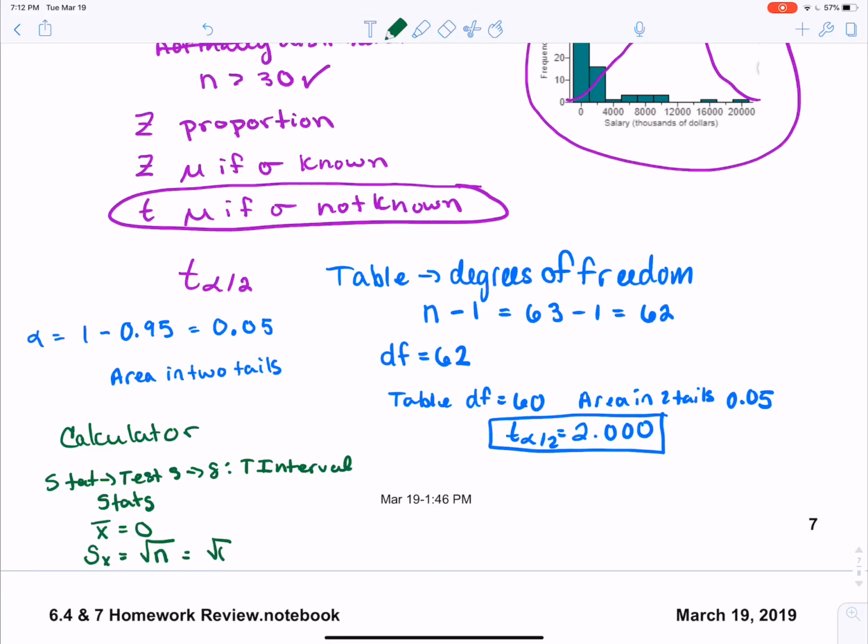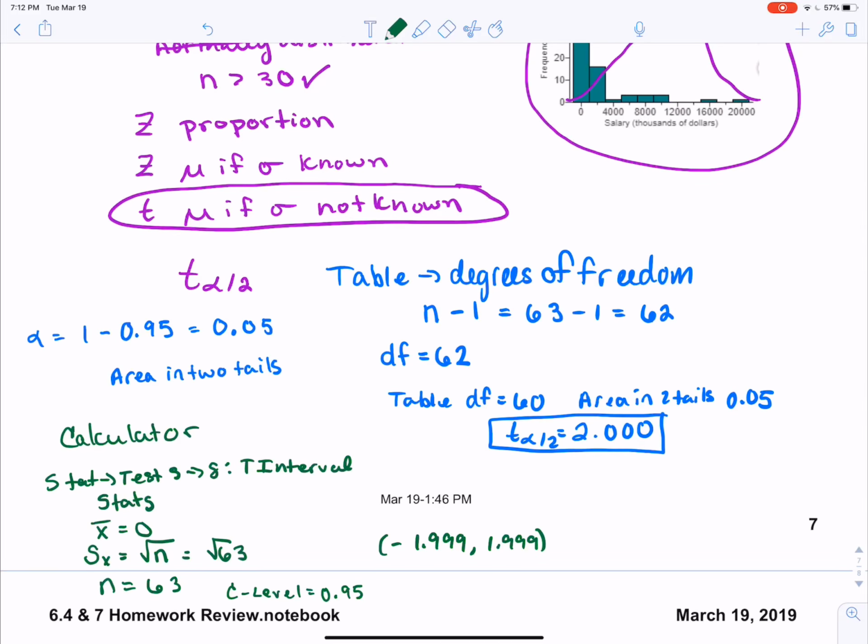which would be the square root of 63. When you do that and hit enter, it will calculate it out to the next screen. When they ask you for your n, you type in your actual n, so that's 63, and then the C level, you actually use that C level in decimal form, so that's 0.95. When you do that, it's going to give you a confidence interval. So in this case, it gives us negative 1.999 and positive 1.999.